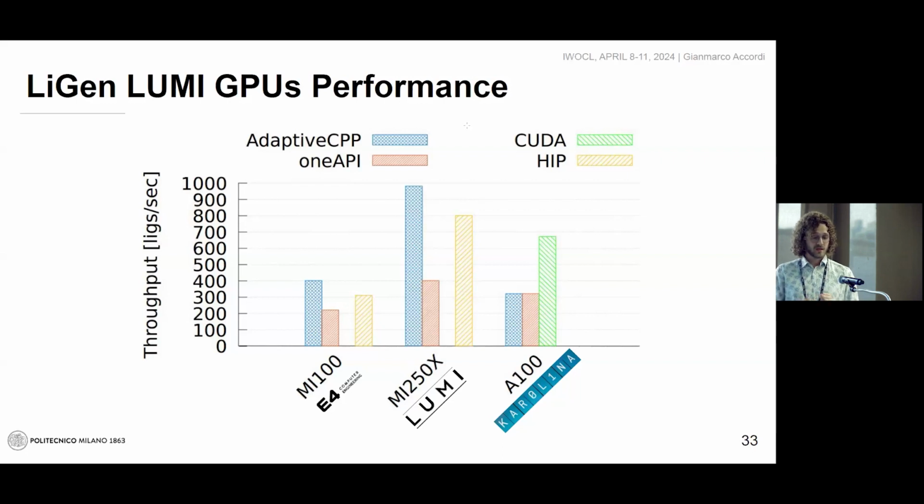Here we get strange behavior because we didn't expect the AdaptiveCPP version to be that much faster with respect to the oneAPI version. So we also tested it on MI100 GPUs and we saw similar behavior. And still, also the HIP version falls behind the AdaptiveCPP version, and we still haven't investigated that deeply.